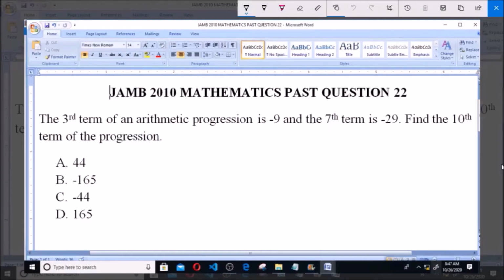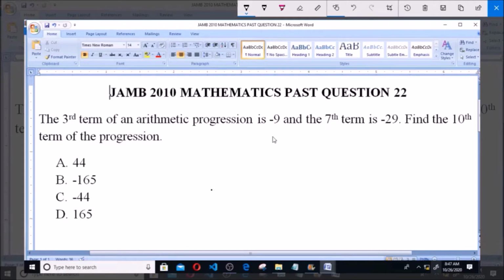And welcome. I'll be answering JAMB 2010 Mathematics Past Question 22. The third term of an arithmetic progression is minus 9, and the seventh term is minus 29. Find the 10th term of the arithmetic progression. A 44, B minus 165, C minus 44, and D 165.